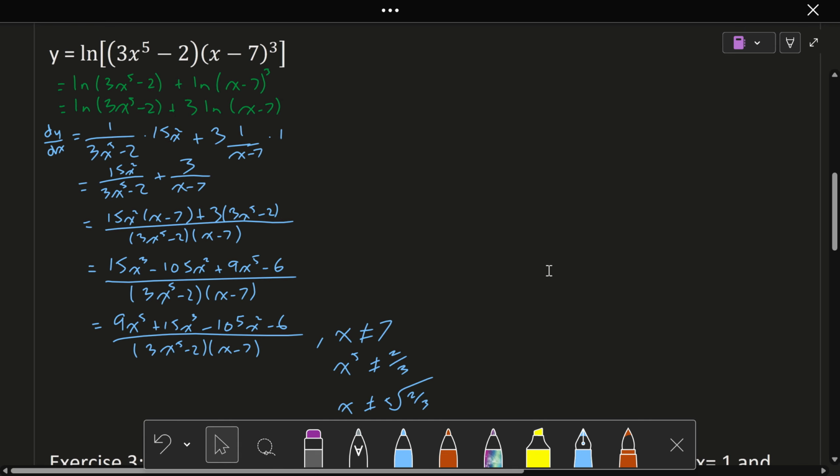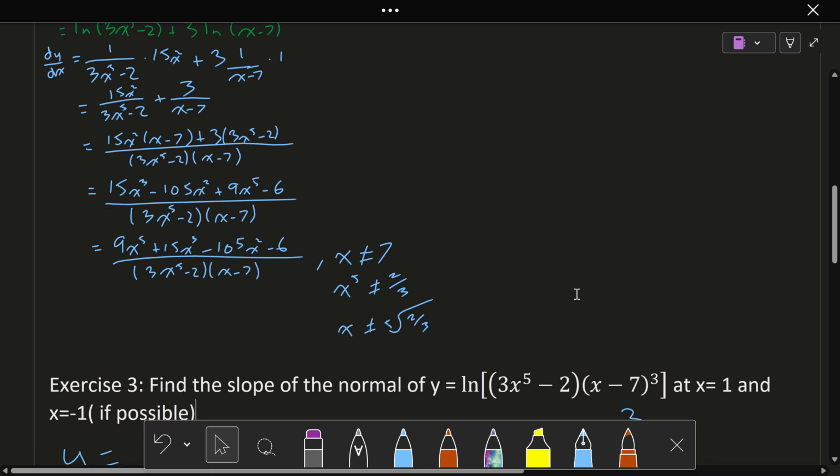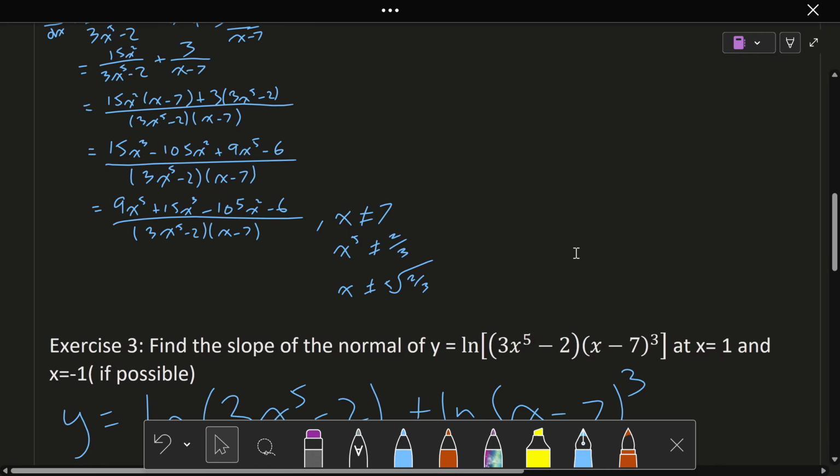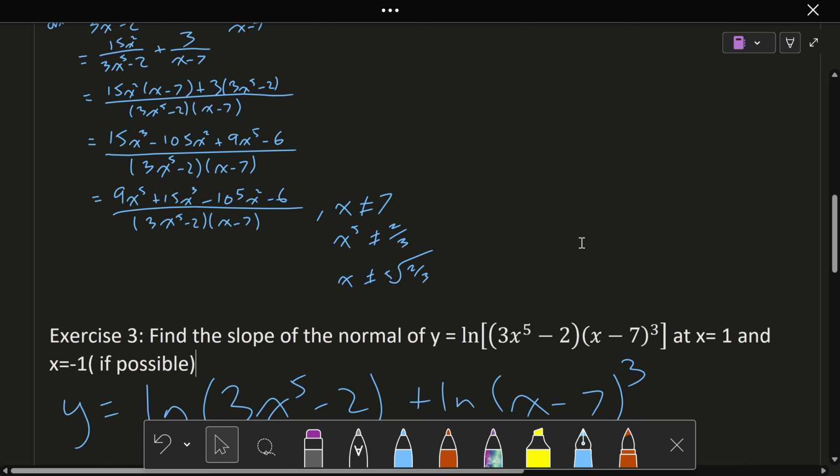Now, I didn't like how I actually went ahead and simplified this, so I'm going to look at just the second step of the derivative there, where I just have two nice fractions. That's a little bit easier for me to work with. I think it's quicker for me to work with. So I'm going to leave it as 15x squared over 3x^5 minus 2, plus 3 over x minus 7. I'm going to have to flip back and forth through the screen because I don't have that memorized. So I'm just going to pause that and write that down.